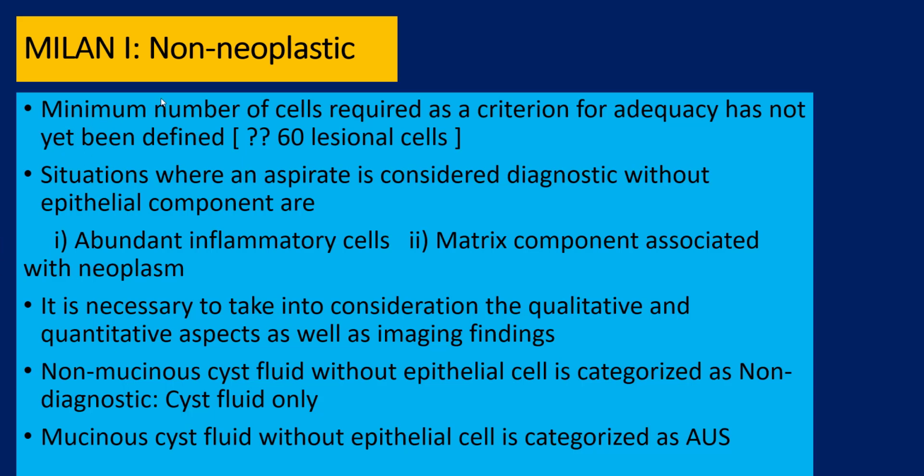So Milan 1 non-neoplastic, the minimum number of cells required as a criteria for adequacy has not yet been defined, like in the thyroid. Okay, the situations where an aspirate is considered diagnostic without epithelial component are abundant inflammatory cells. So if you see an abundant amount of inflammatory cells, or if you see matrix component associated with neoplasm, like you see some chondromyxoid matrix, you can discount the cells that are required.